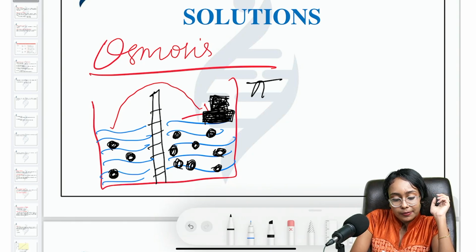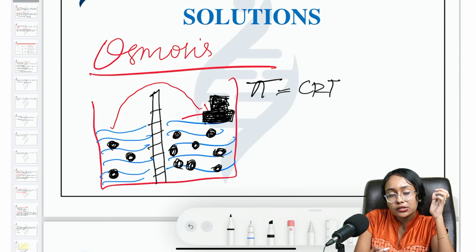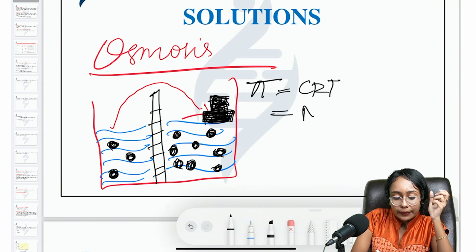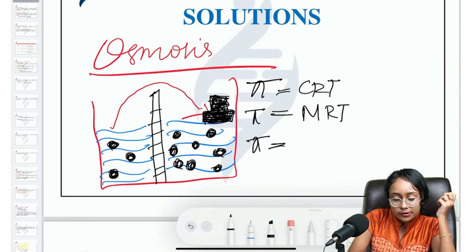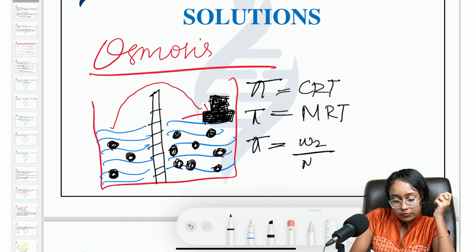Now, how can we find the equation of molar mass of solute from osmosis? Osmotic pressure is depicted by pi. It is equal to CRT. T means temperature, R means universal gas constant, and C can be replaced by capital M, molarity. Molarity means the number of moles of solute by volume of solution. Number of moles of solute is W2 by M2, so pi equals W2 by M2 into V, into RT.